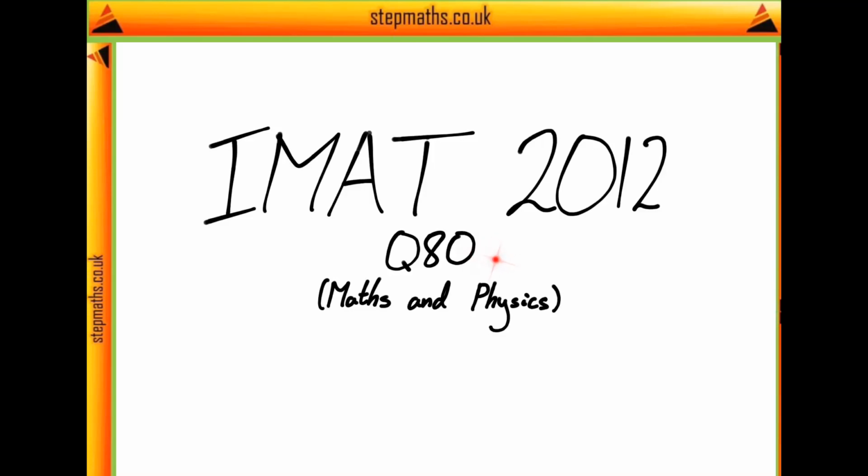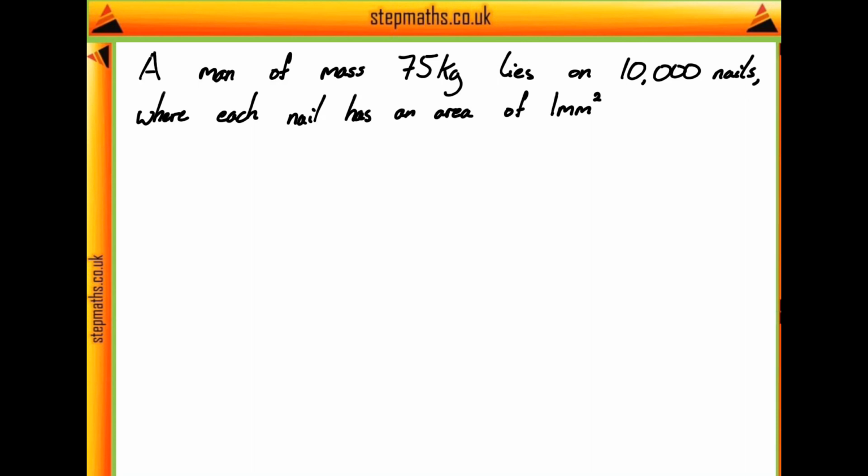Here we're going to look at question 80 from the IMAT 2012 paper. So in this question we're told we have a man of mass 75 kilograms who lies on 10,000 nails, where each nail has an area of 1 millimetre squared. What the question asks us to do is to find the pressure on the man from this bed of nails. If you'd like to have a go at this question yourself, then please pause the video now, otherwise we'll have a go at doing it together.